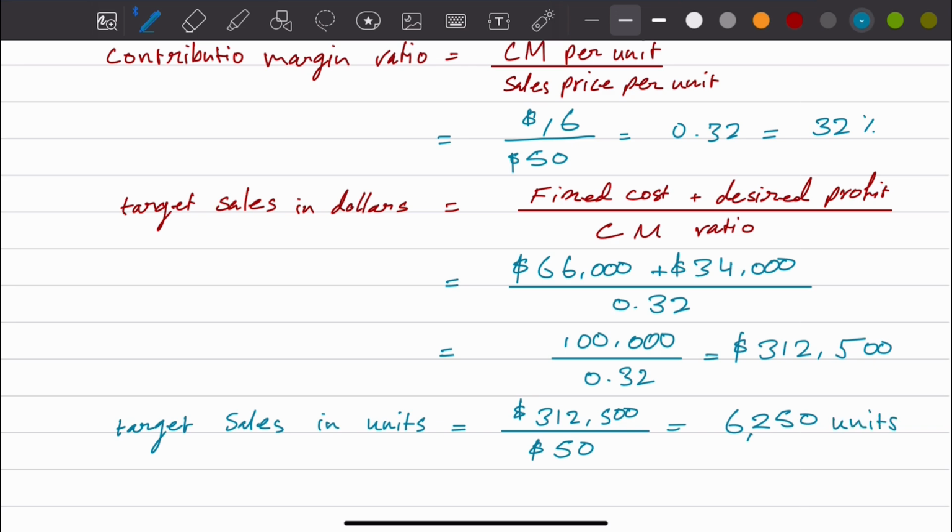Now it's very important to also show your understanding by using the correct denotation for each answer. So you should not just put the number down, you should show, for example in our first answer, this is $312,500. However, this one, 6,250 units. Okay, that's really important. All right, relatively straightforward question.